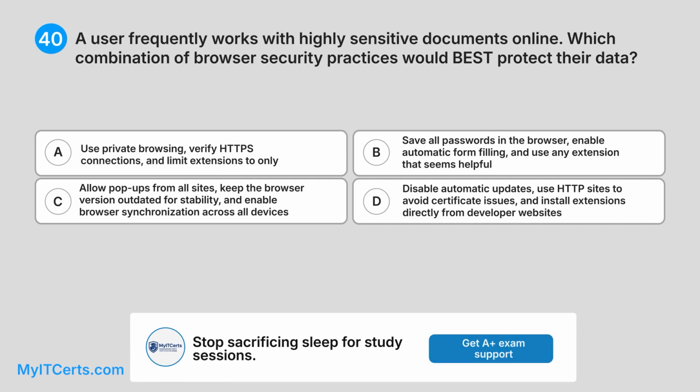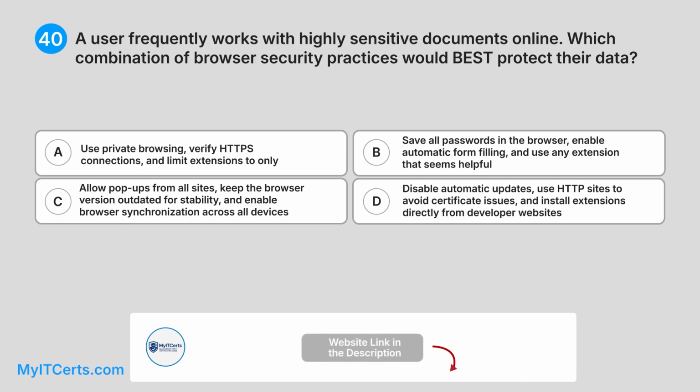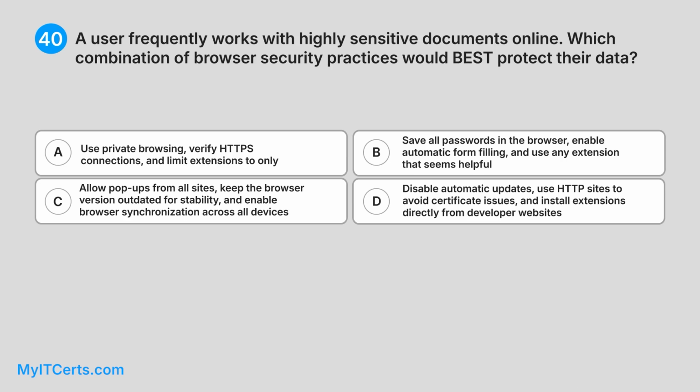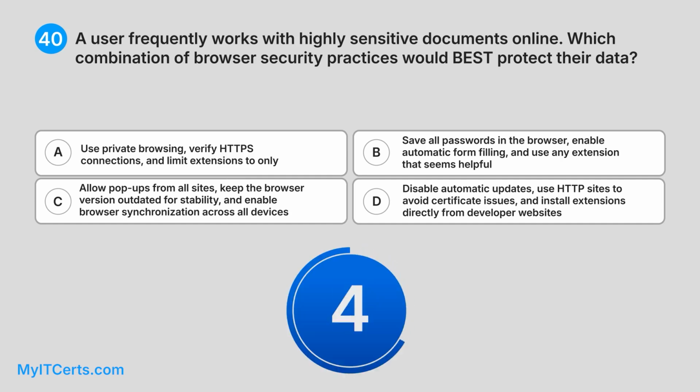Enable automatic form filling and use any extension that seems helpful. C. Allow pop-ups from all sites, keep the browser version outdated for stability, and enable browser synchronization across all devices. D. Disable automatic updates. Use HTTP sites to avoid certificate issues and install extensions directly from developer websites. What do you think is the answer?